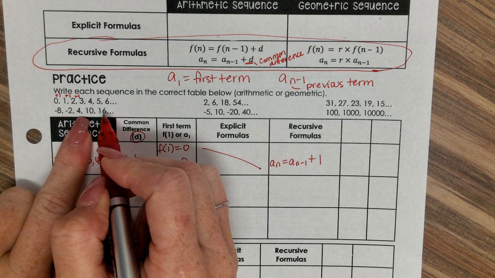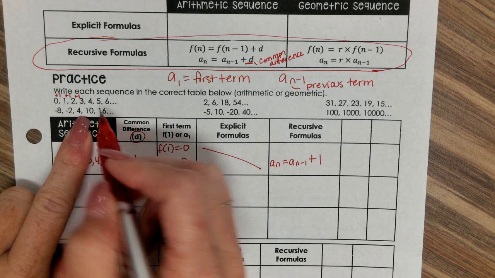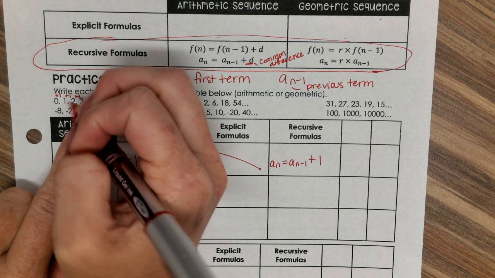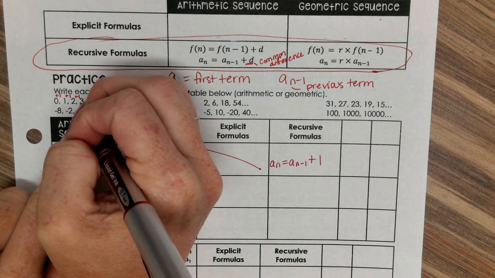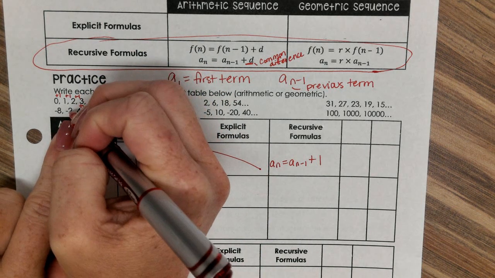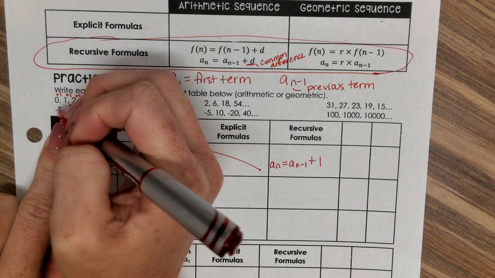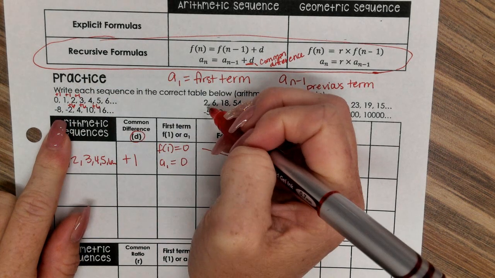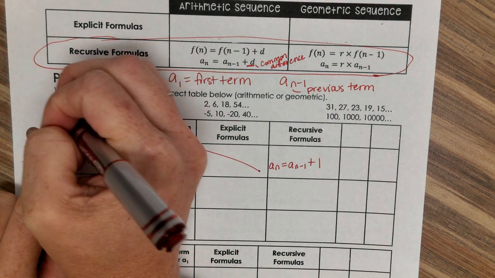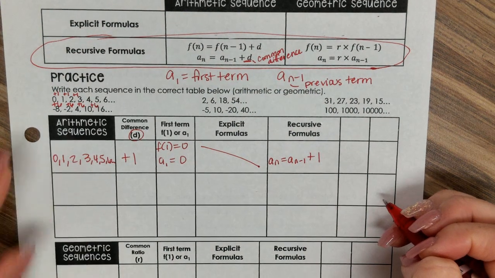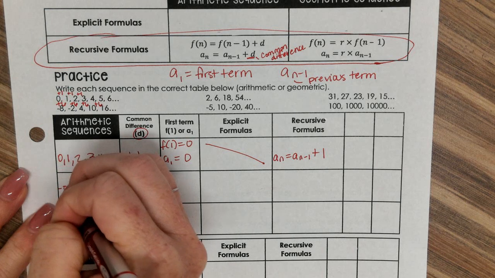How would I get from 10 to 16? Plus 6. How would I get from 4 to 10? Plus 6. How would I get from negative 2 to 4? Plus 6. How would I get from negative 8 to negative 2? Plus 6. So is it arithmetic? Yes, so I'm going to write that right here.